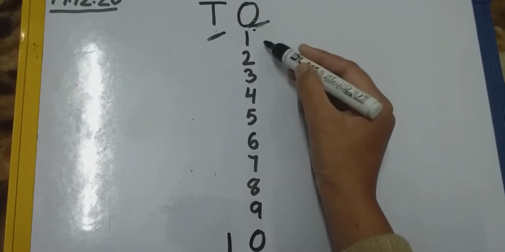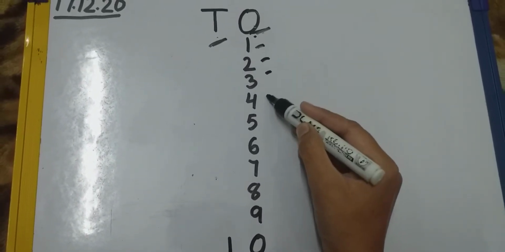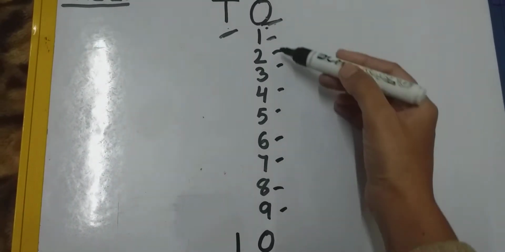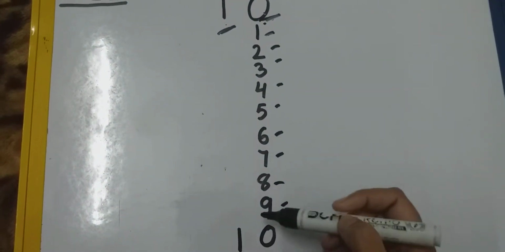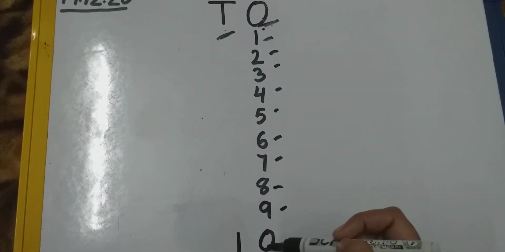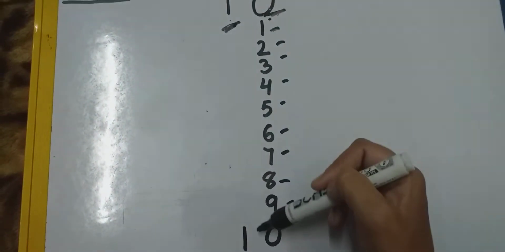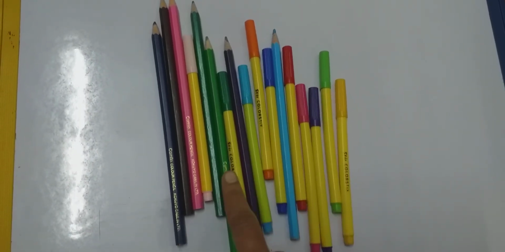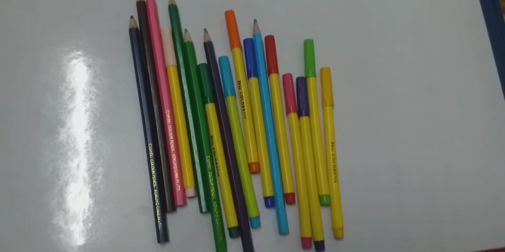O is for ones means 1, 2, 3, 4, 5, 6, 7, 8, 9. Okay, these are ones. And number 10 is for tens. So children, now I will show you some examples. Now I have some colors here, so let's count these colors.